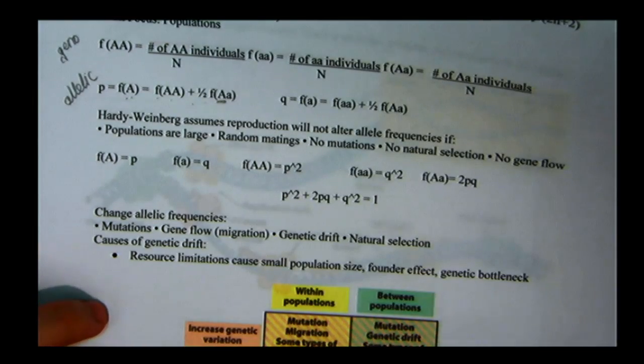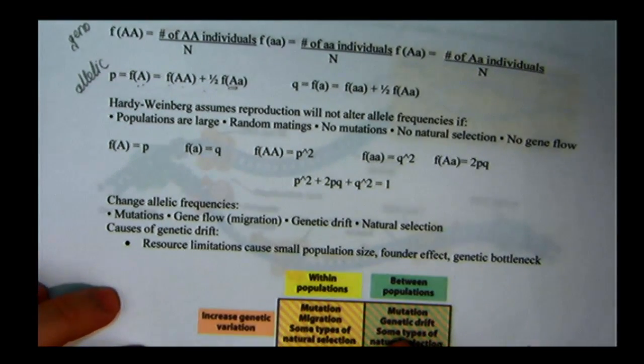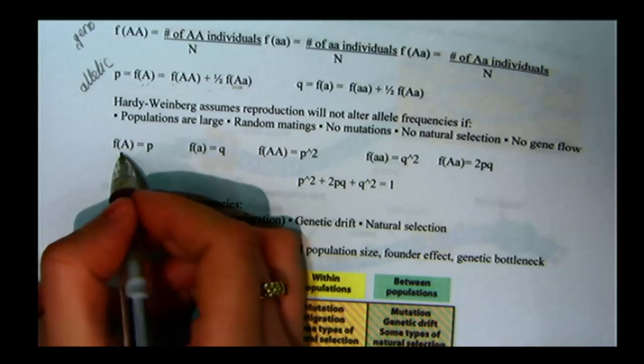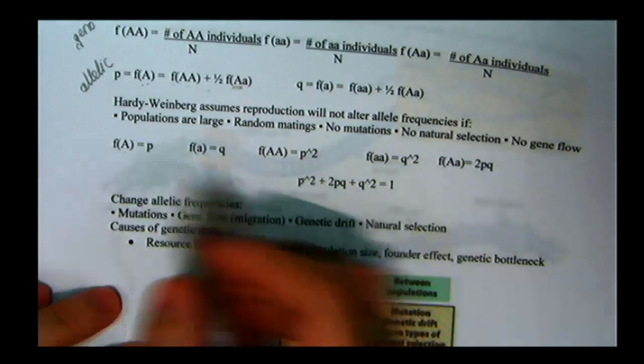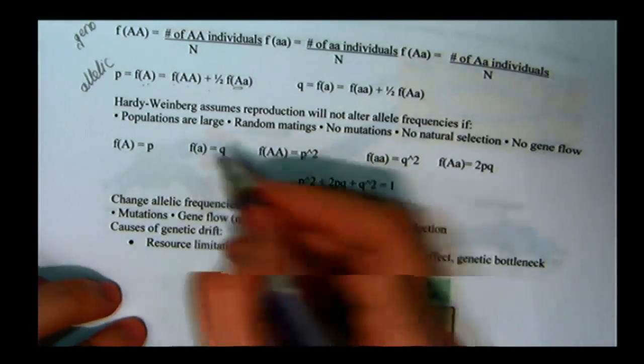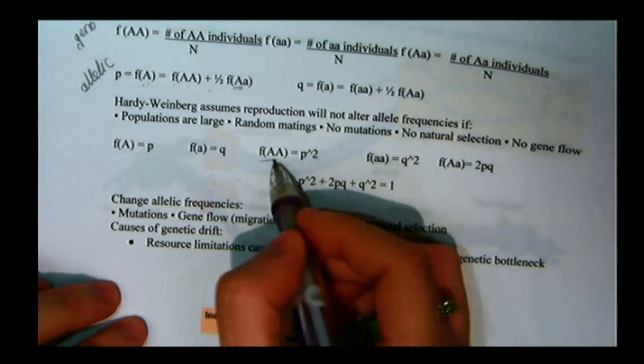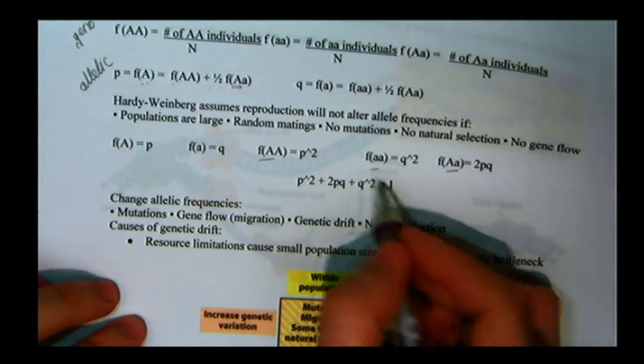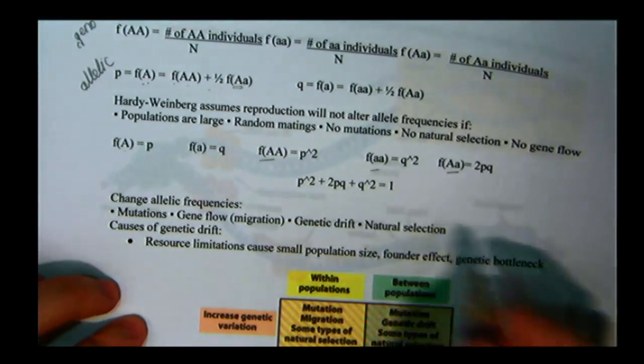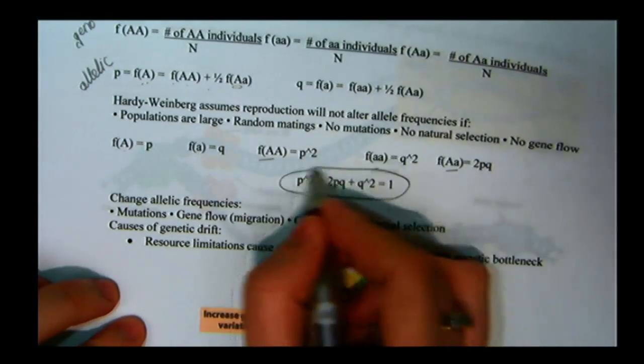And here is your genotypic frequencies. And remember, all of this has to equal 1. So this is the formula definitely to remember. If you only remember one formula, make it that one. Your P squared plus 2PQ plus Q squared equals 1. And this is the chart, again, I would commit to memory.